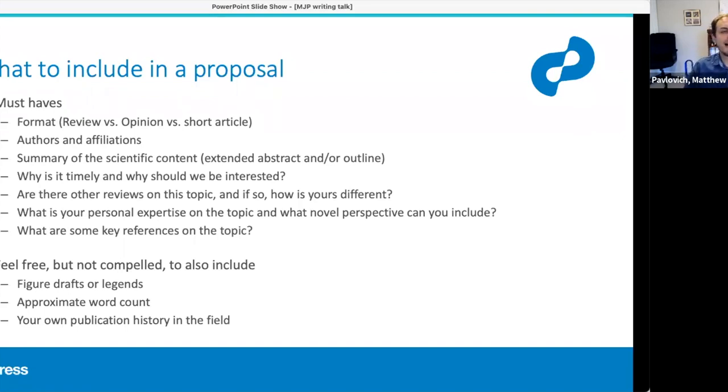But generally, if I get a proposal for a review, I'm going to look you up on Google Scholar or Scopus or something just to see where your expertise lies. So we'll be able to find that information. You can include it if you like.